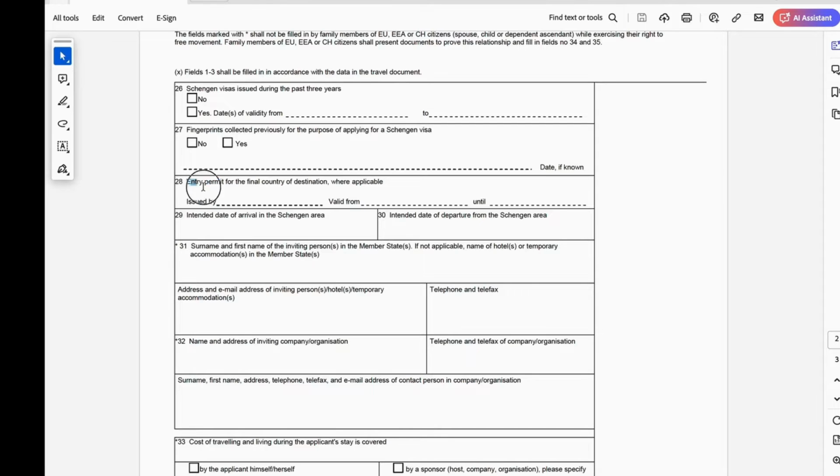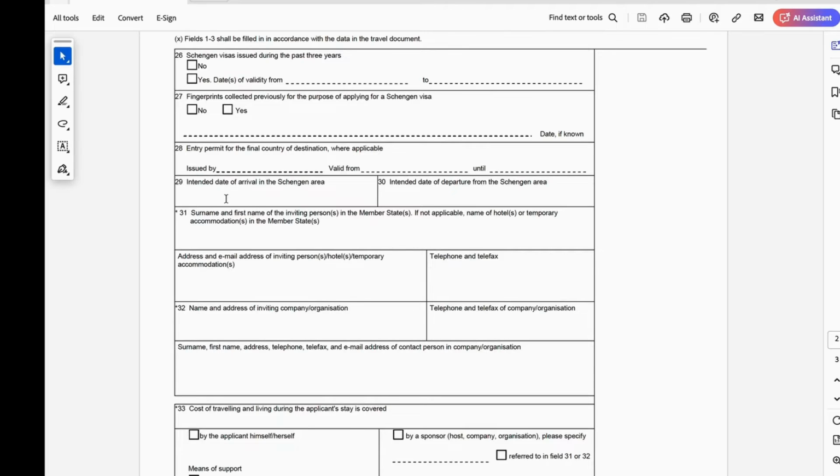Next one is entry permit for the final country of destination where applicable. So that is based on which country you're going to enter at the last part of your destination. But if you're just doing one country, you don't have to answer that question.